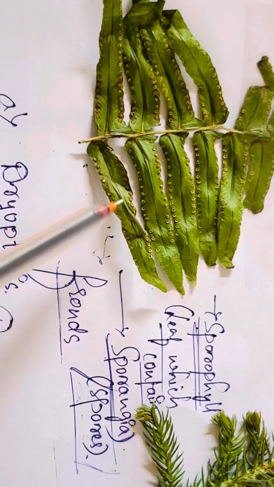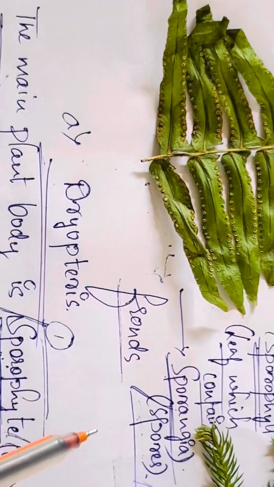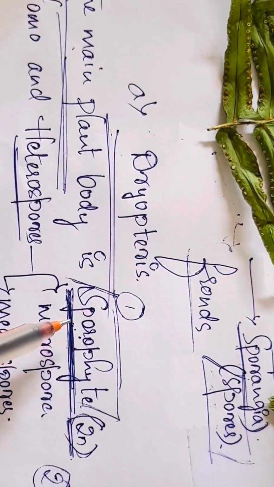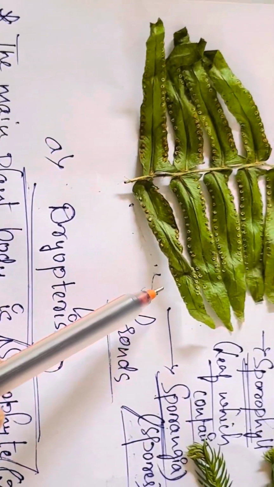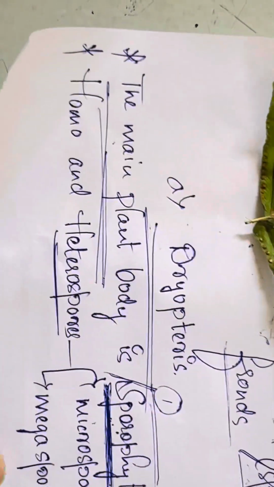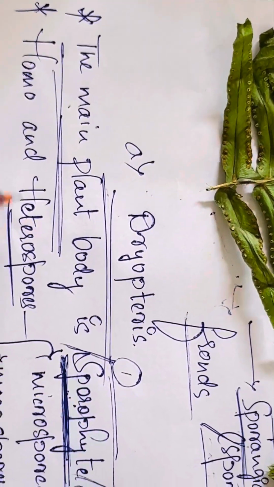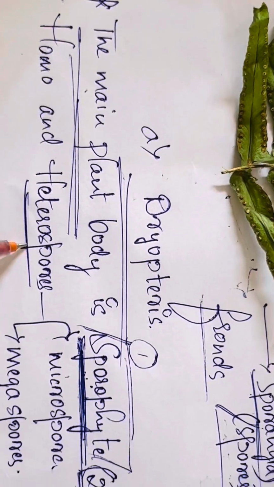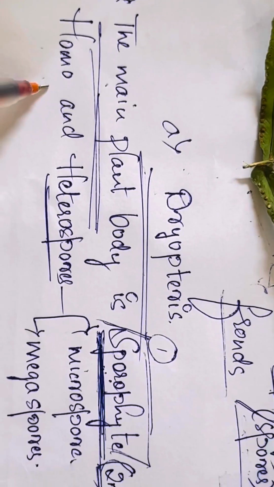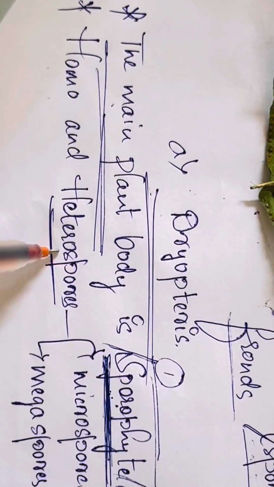The sporophytic generation is dominant here, understand everyone. I have mentioned that the main plant body is sporophytic and it is diploid. But why am I saying the sporophytic generation is dominant? Because here the spores are of two types: one is homosporous, another is heterosporous. Homospores means similar, same kind of spores. Heterospores means different types of spores.